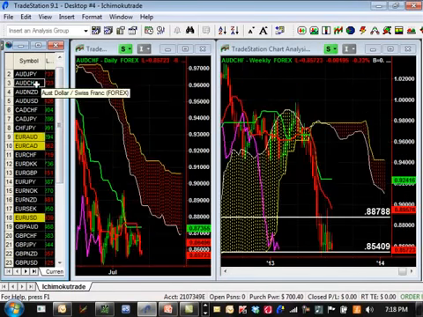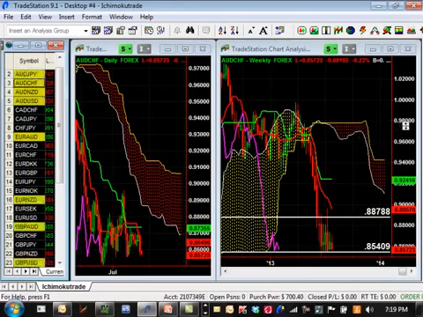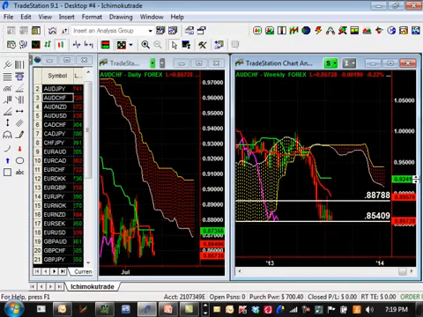Okay, Australian Swissy. Here, as you can see, it's trying to trend on both the daily and weekly, but it's run into a major roadblock, which is basically at 85.40. Resistance on this one is going to be basically 88.78 and 88.35.